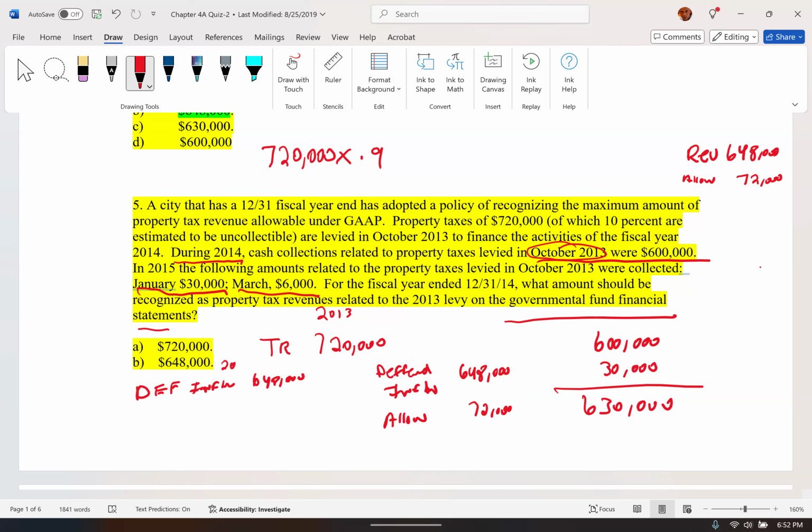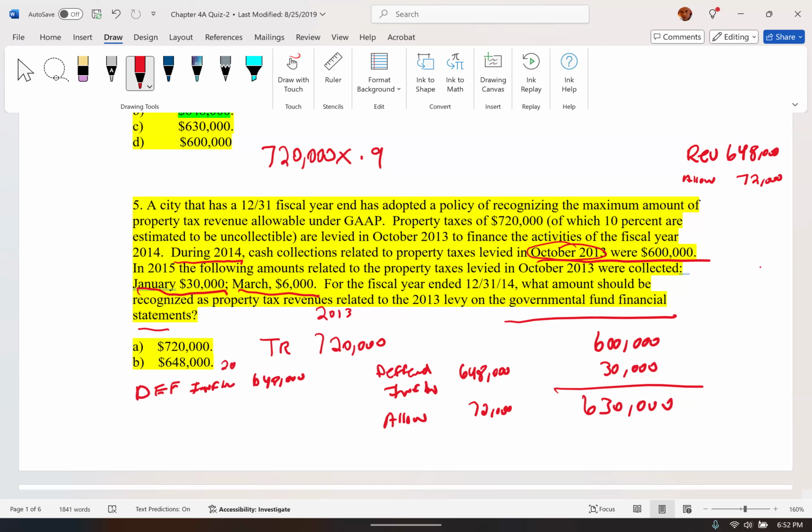Debit the deferred inflow and credit, this is government-wide, the revenue. Thus the answer to that first question up there: how much is revenue in 2014? And then in 2015, the third year contemplated in this question. Oh, wait, let me stop. 2014 at the fund level, say the general fund, it's as we collect it, right?